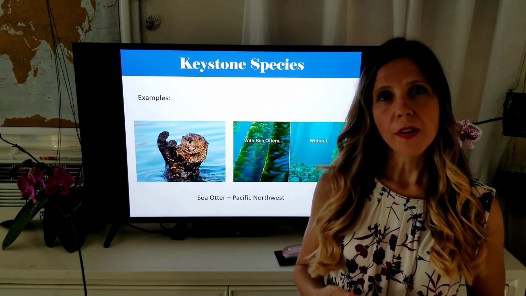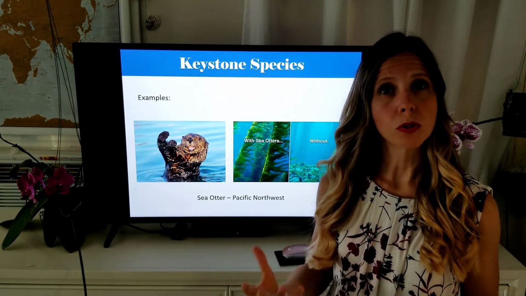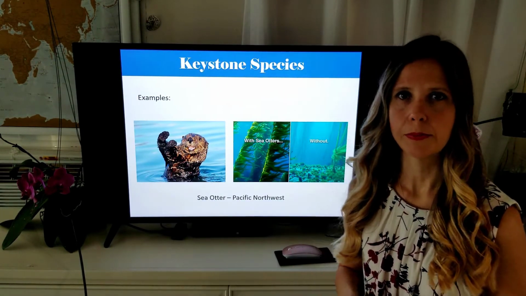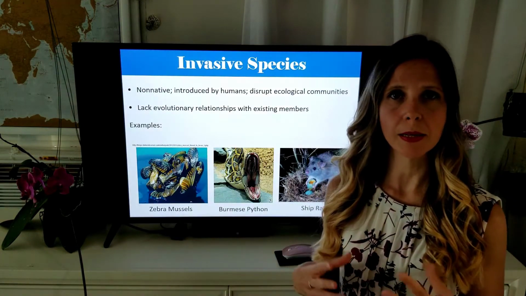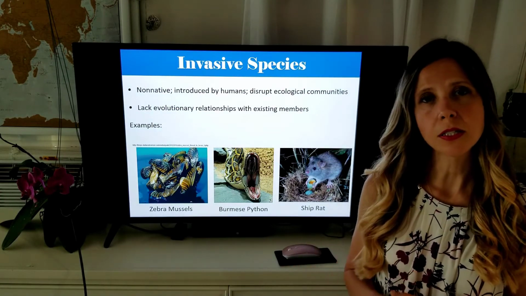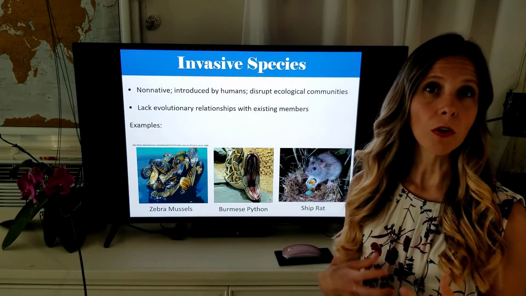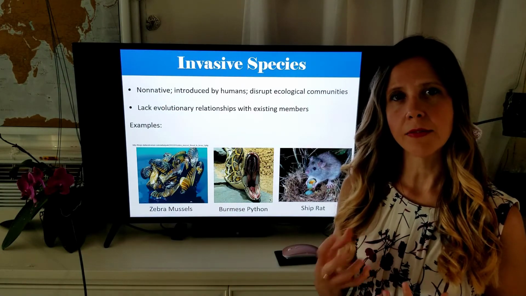So if those kelp forests are removed, those species that depend on that kelp forest are also going to be removed from that community. Now, having a look at invasive species, an invasive species is something that is non-native to the environment. And because it's non-native, it hasn't evolved with the other species in that community. So it doesn't have these evolutionary relationships.